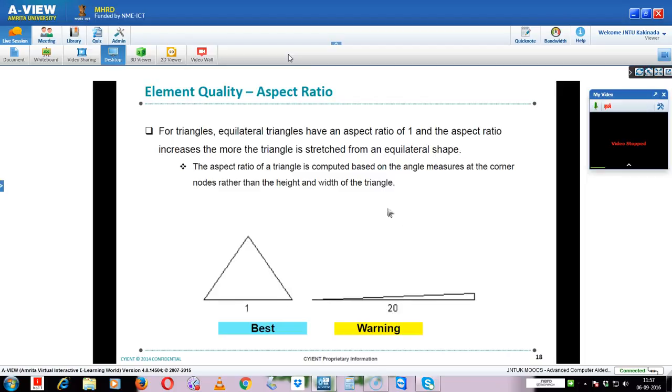So for triangles, an equilateral triangle has an aspect ratio of 1, and the aspect ratio of a triangle is computed based on the angles measured at the corner nodes rather than the height and width. So in trias we generally check the angles and then calculate the aspect ratio. Aspect ratio is 1 for an equilateral triangle, 20 is the worst warning, and above 20 will be the error element.